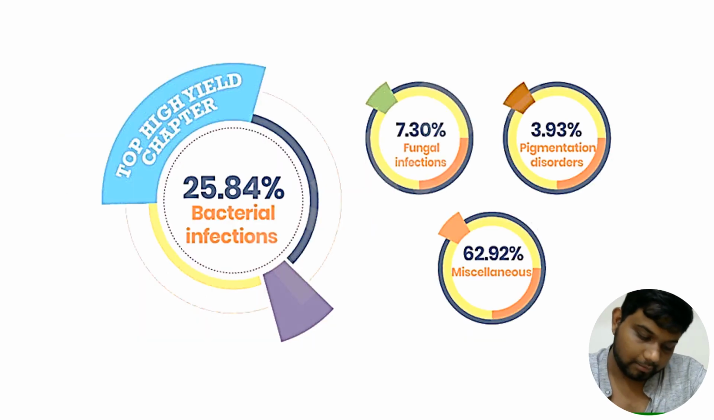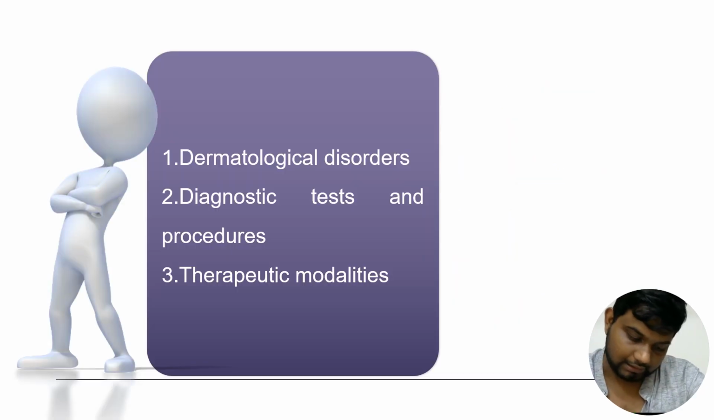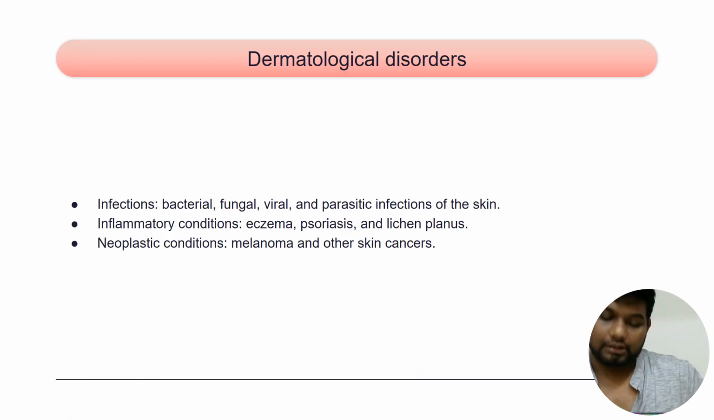So speaking about dermatology, the very important one is bacterial infection, followed by fungal infection, followed by pigmentation disorders, and miscellaneous contributes 62%. So we classify dermatology into three areas, like in ENT and ophthalmology. We talk about the disorders, the diagnosis, and the treatment plans. So I'd rather classify dermatology into three sections. One covers dermatological disorders, another covers diagnosis and treatment, and another covers the plan of treatment.